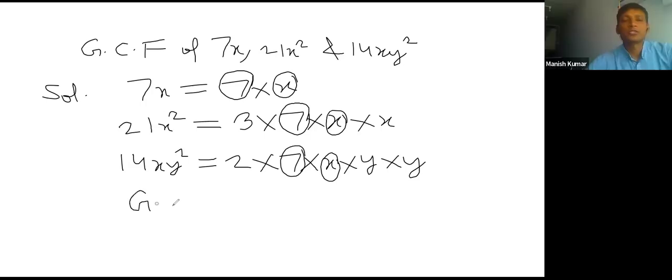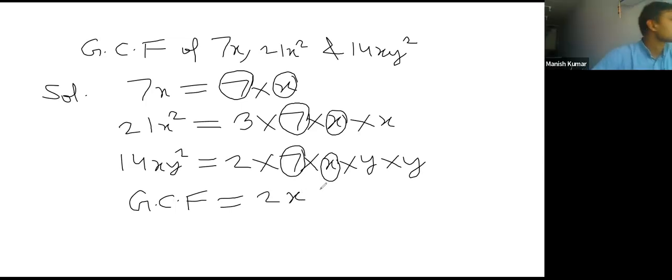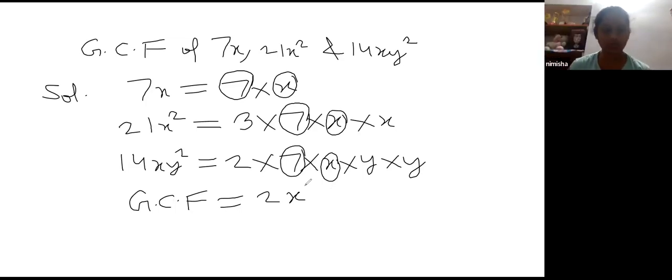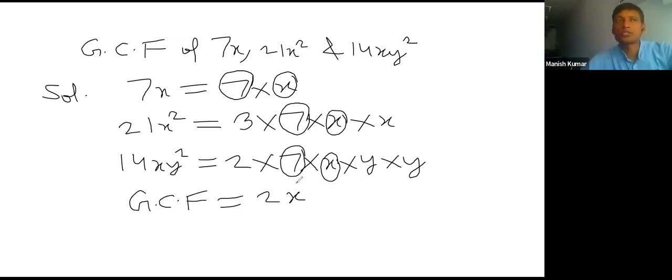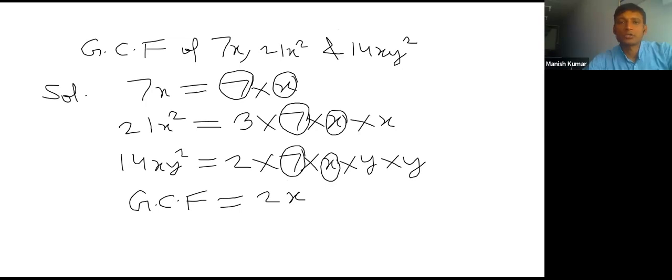Now we will write GCF is equal to... 7 into x. Why 2x, Samarth? Is 2 common among all? We have encircled so that it is easy for us, and we have encircled 7, not 2. Isn't it? Understood? I said 7x, you told 7x. Okay, then it's 7x. Understood? Take a screenshot.